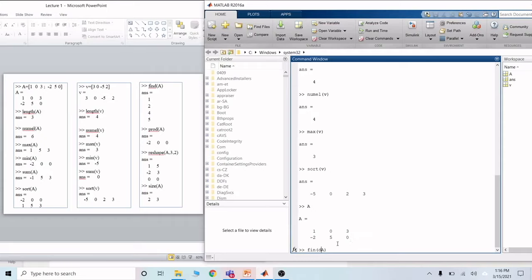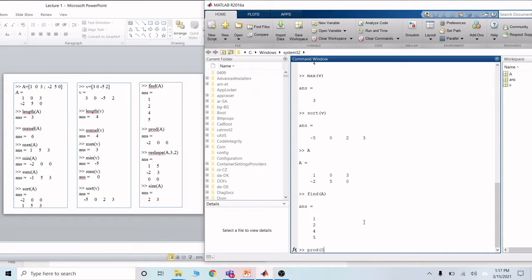find A means the indices of non-zero elements. 1 is non-zero, so index 1. -2 is non-zero, so index 2. 5 is non-zero, and its index is 4. The index of 3 is 5. The answer should be 1, 2, 4, 5. Yes, 1, 2, 4, 5. MATLAB reads the matrix column-wise, not row-wise. Generally we read a matrix row-wise, but MATLAB reads matrices column-wise. Okay.